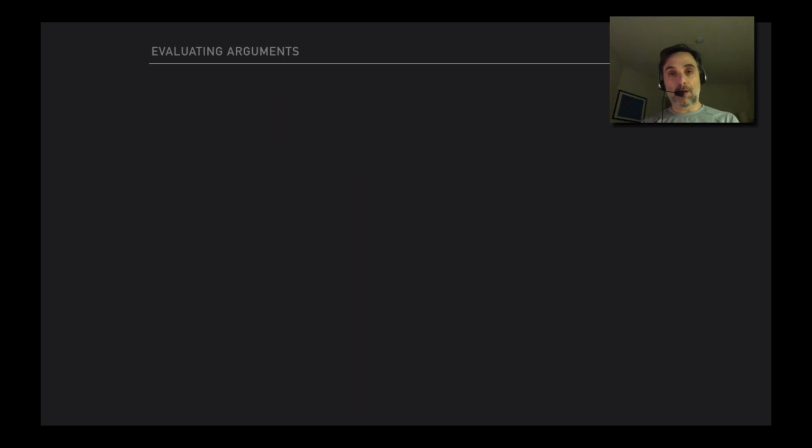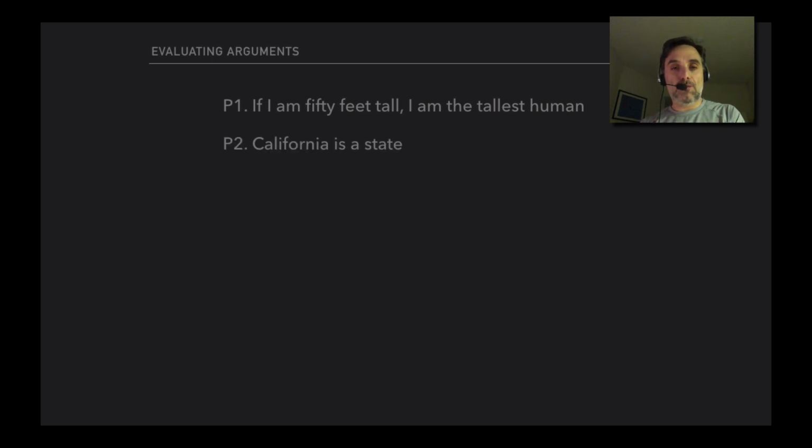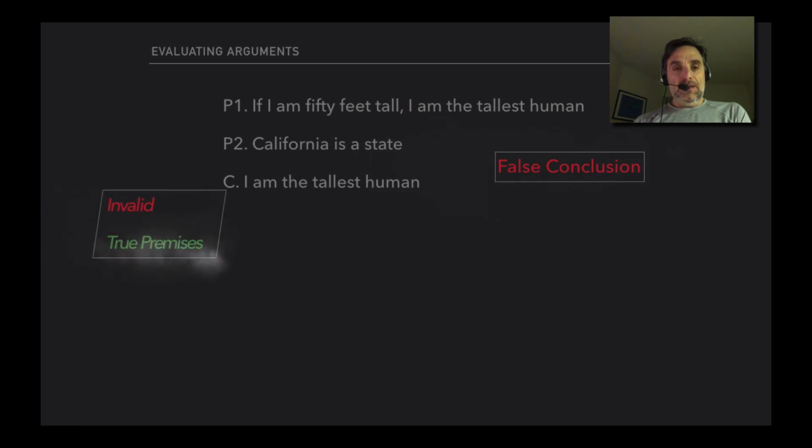Okay, let's look at the opposite sort of example now. So premise 1, if I'm 50 feet tall, I am the tallest human. True premise. Premise 2, California is a state. Another true premise. Conclusion, I am the tallest human. Again, we have a false conclusion. In this case, the argument is invalid, right? It's not the case that if the premises are true, then so is the conclusion no matter what, and that's a complete argument. So it's definitely invalid, but the premises are true.